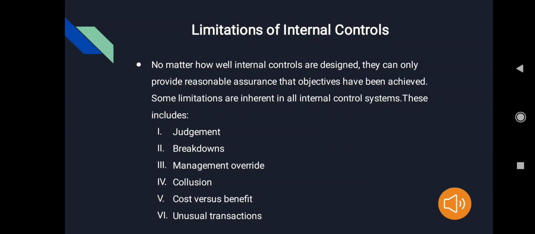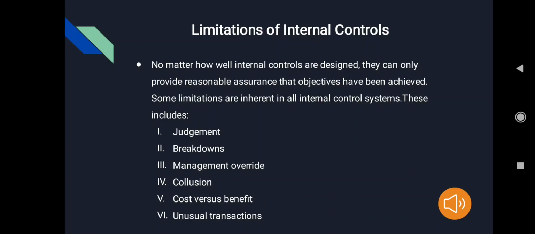Management override. High-level personnel may be able to override prescribed policy and procedures for personal gain or advantage. This should not be confused with management intervention, which represents management action to depart from prescribed policies and procedures for legitimate purposes. Collusion.